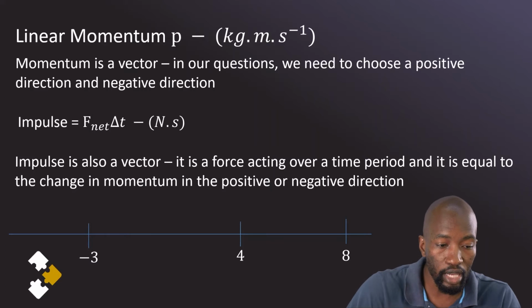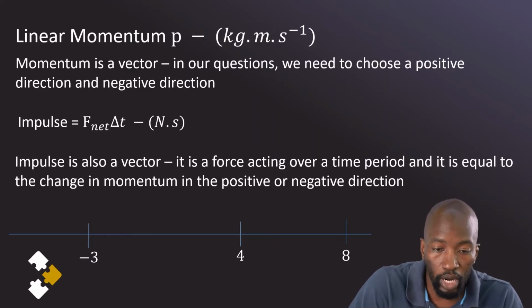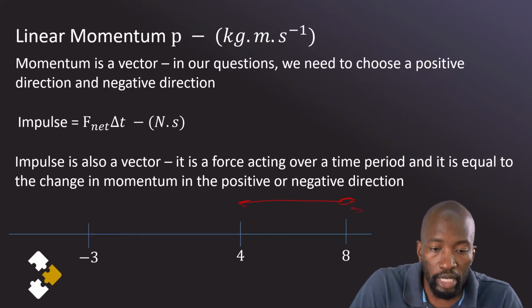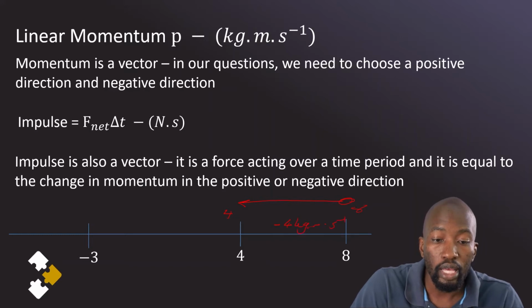So, let's say we are an object here, and we are going to the left. Let's quickly do that. This is where we are, and we go to the left. We stop at 4. So, our momentum here is 8 when we start, and when we end, our momentum is 4. So the change in momentum would be the final minus the initial, and that will leave us with minus 4 kilogram meter per second. That is the change in momentum.